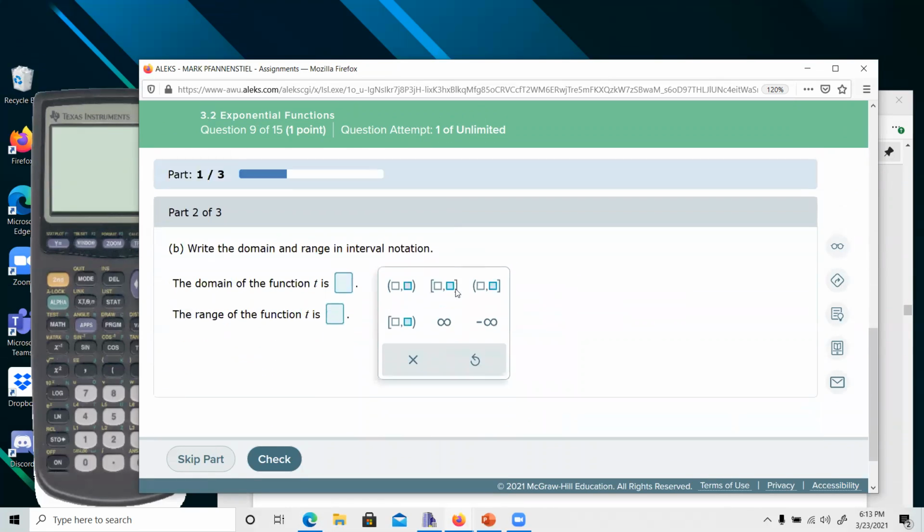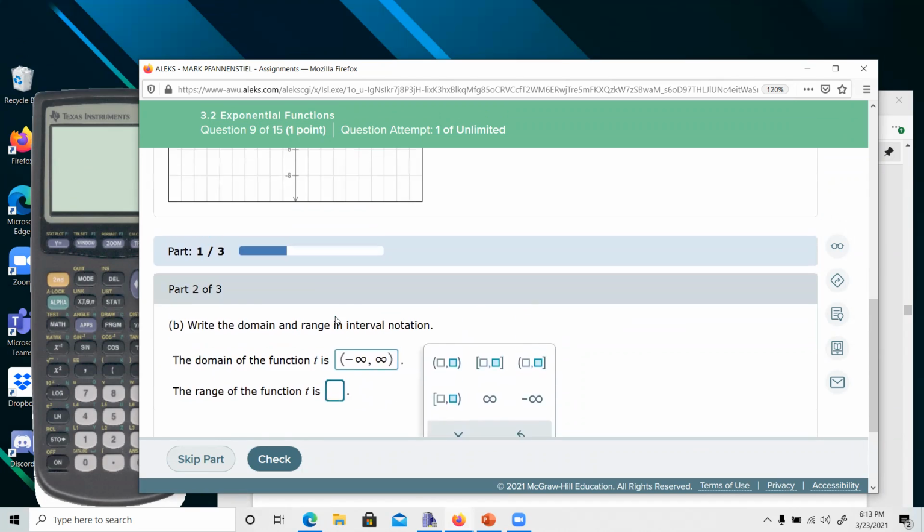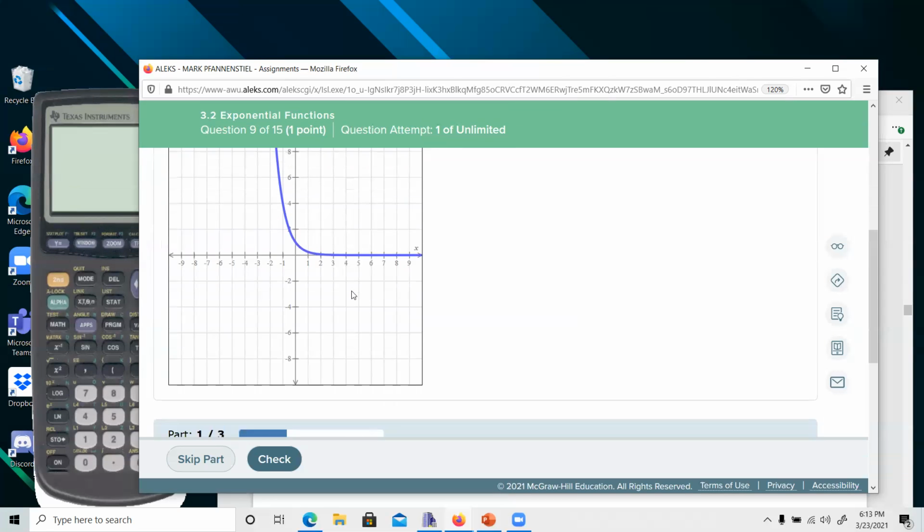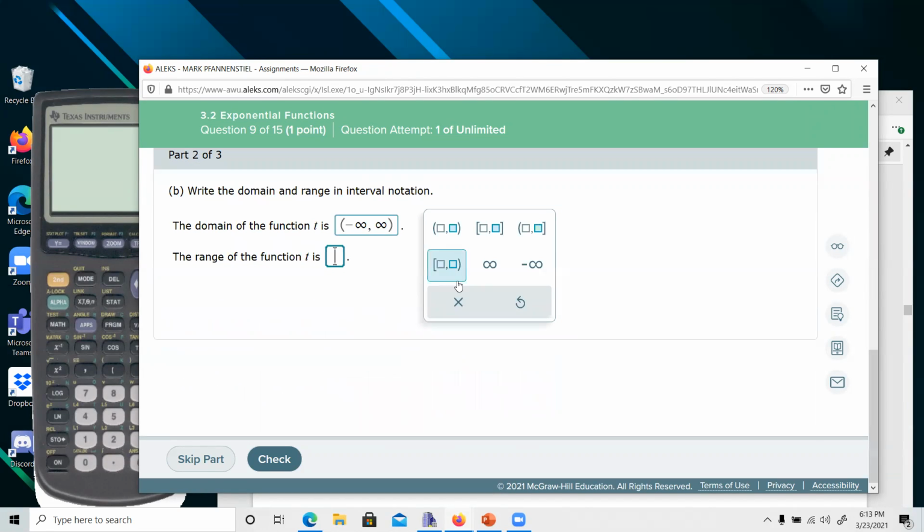Okay, domain and range. Well, that didn't actually change anything for the domain. It's still negative infinity to positive infinity. And in the range, look at the graph. Well, it doesn't quite get to 0. If I put a big number in there, 4 to the negative 100, I don't know if the calculator is going to take that, but it's not going to be negative. It's still going to be a very, very, very small positive number. So the range is 0 off to infinity.